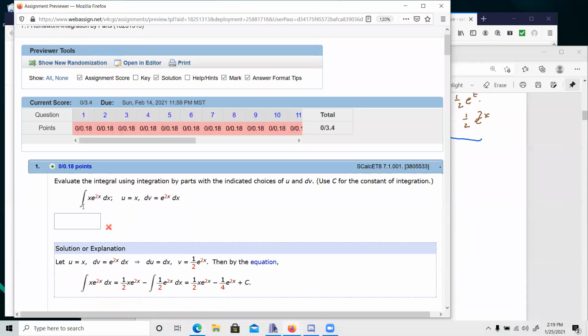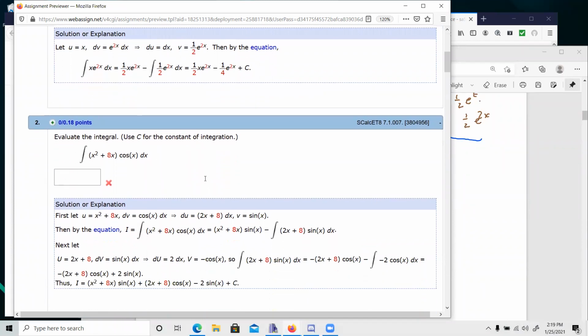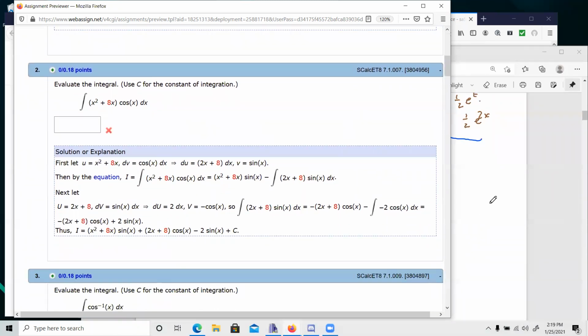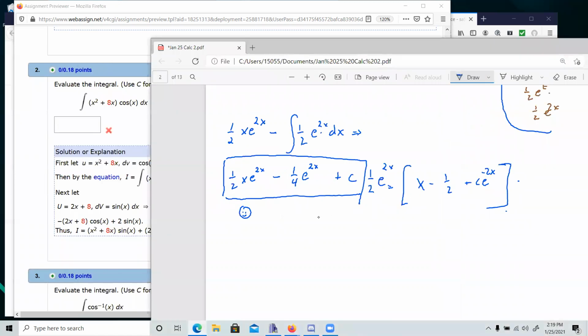All right, well, that seemed pretty tame. Why don't we look at another one? Here we have something a little bit more complicated. We have an x squared plus 8x cosine x. So here we go. We have the integral of x squared plus 8x cosine x dx.